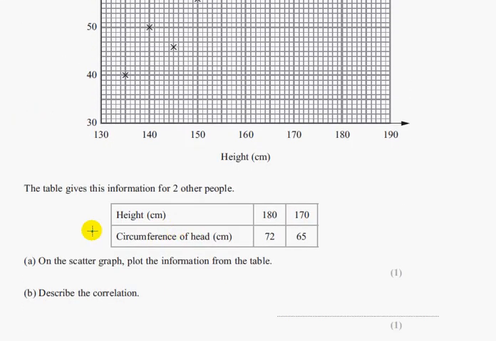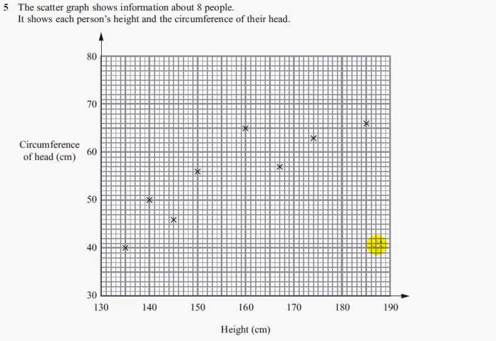Question 5a says, on the scatter graph you have to plot the information from the table. The table gives this information for 2 other people, their height and the circumference of their head. So the first person is 180 against 72 centimetres. So 180 height is here, 72. Now be careful of the scale, that's 1 square per centimetre here, so 72 is right there. Now that's the first person.